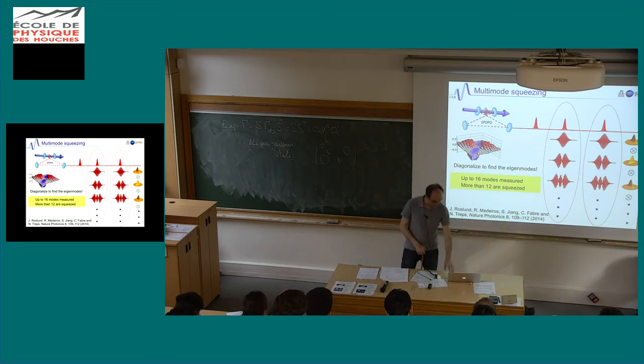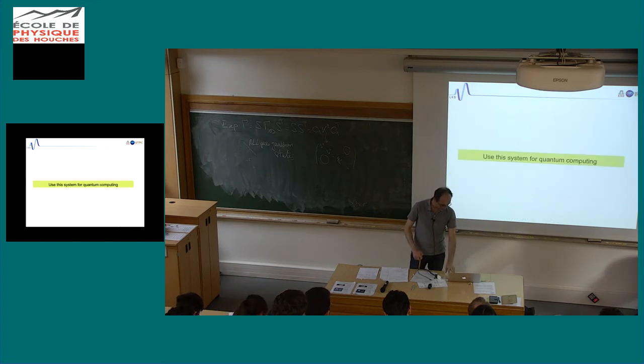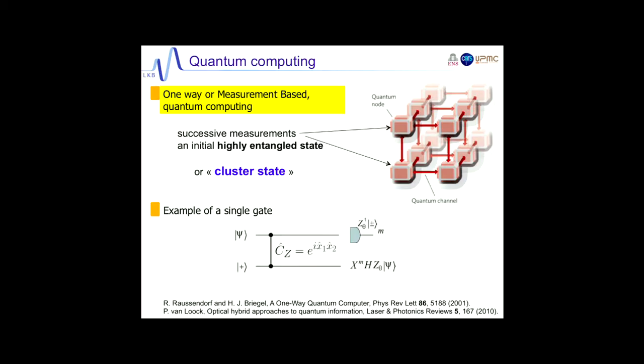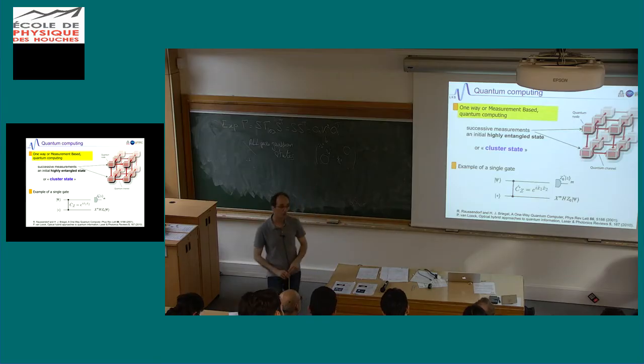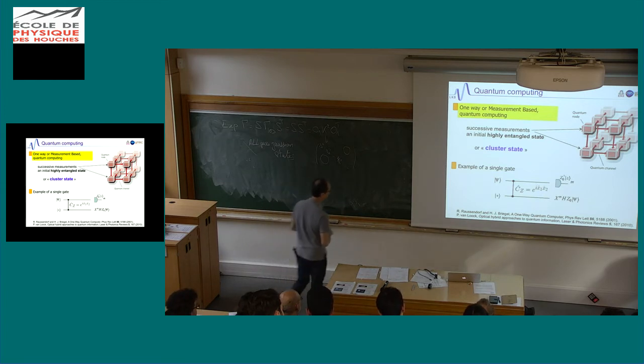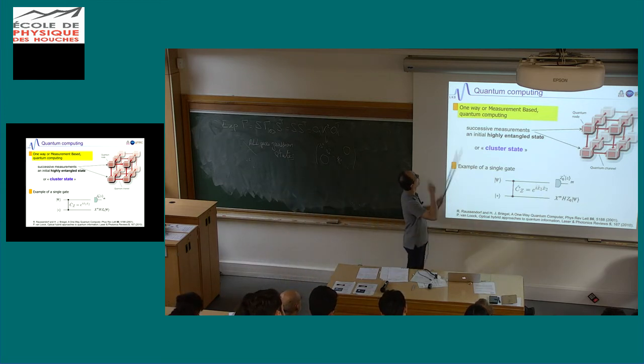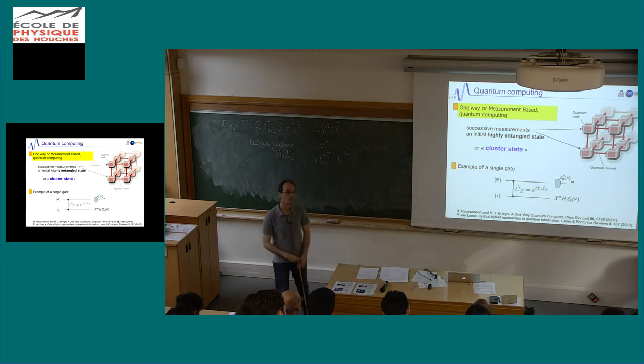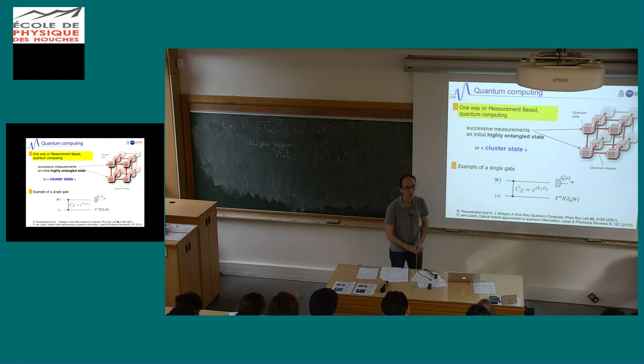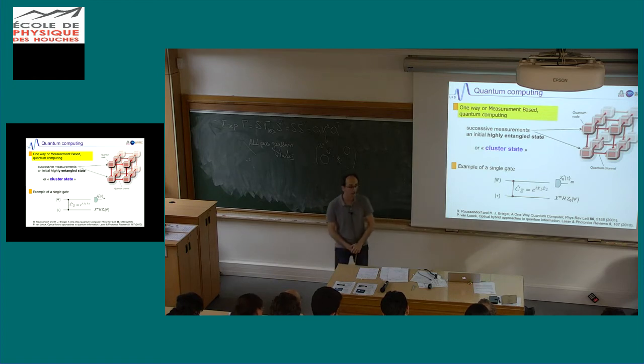Then I want to say a few words on why this is interesting, so why people are looking at that. I think I have too many slides on this part, so I might cut it a little bit. But just to say a few words, what makes the buzz in this kind of domain is one-way or measurement-based quantum computing. Doing quantum computing with photons is difficult because you have to do nonlinear gates, and doing a nonlinear gate that works at the photon level is very hard.